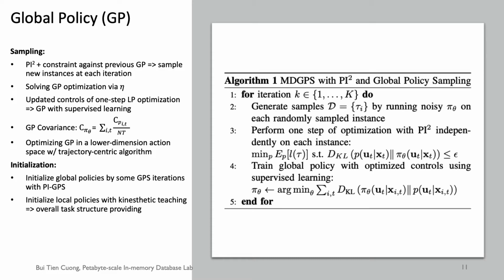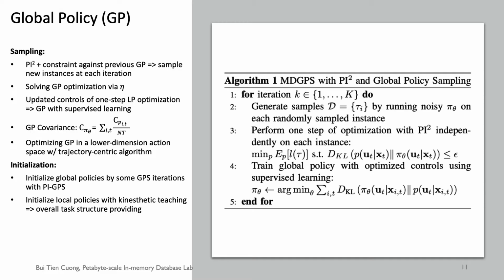We'll discuss the global policy sampling and initializing procedure. The standard GPS framework has the limitation of being constrained to a fixed set of task instances and initial conditions for the entire learning process. If we use P-squared with the constraints against the previous global policy, we do not require the previous local policy for the same instance and can sample new instances at each iteration.